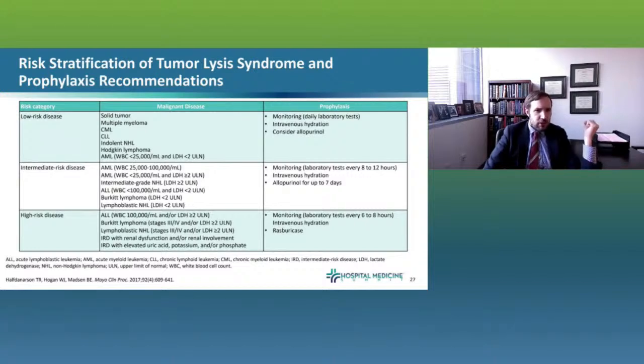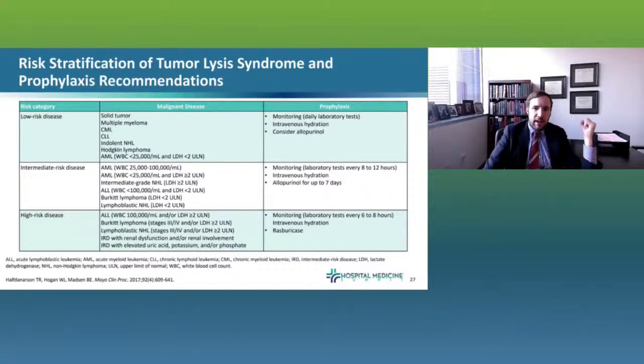And then intermediate risk, you can just see AML with a little bit higher white count. ALL, again, it's more of a bad actor. But again, the big thing here, Burkitt lymphoma, they had that picture there earlier. Burkitt lymphoma is just notorious for having very bad TLS, and not listed on here, the dreaded small cell lung cancer is the other one we see. And I do think that's worth noting, because small cell lung cancer is one of the very few solid tumor malignancies that us oncologists will actually give chemo to in the hospital. So that is something you might see.